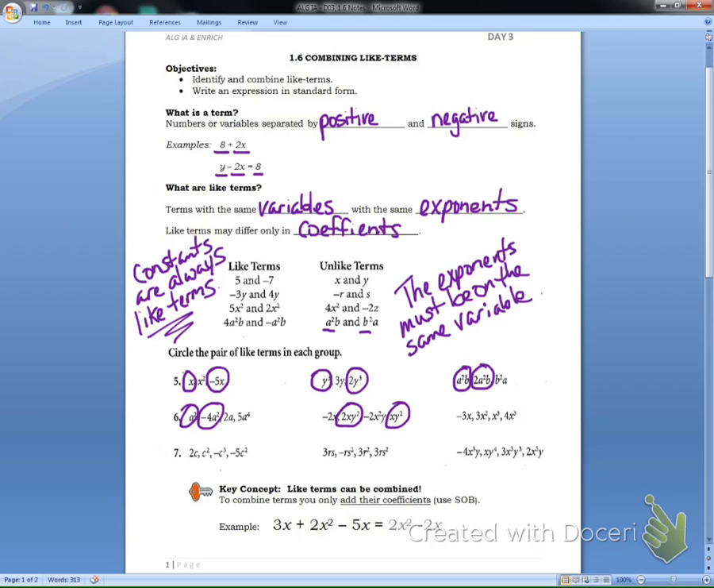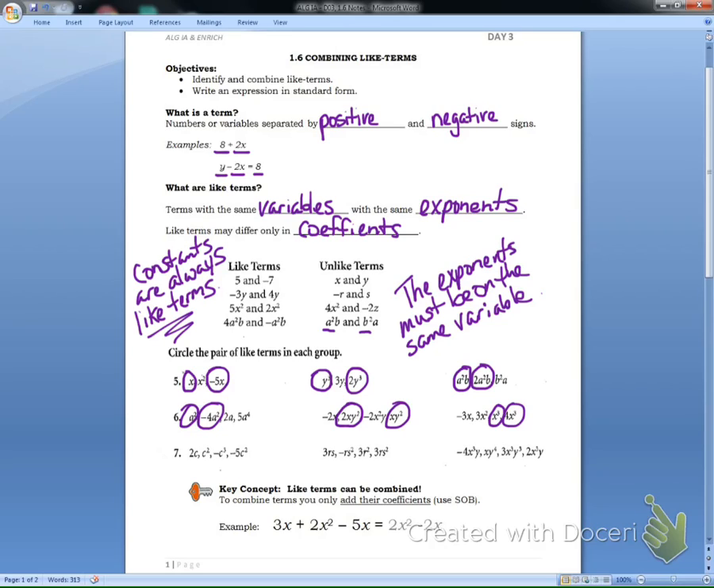Negative 3x, 3x to the second, x to the third, and 4x to the third. Which ones did you circle? How about those two? They both have an x to the third variable. Alright, look at row 7.